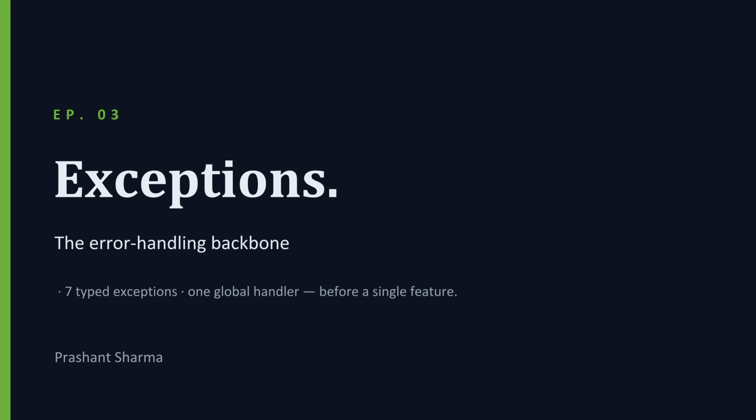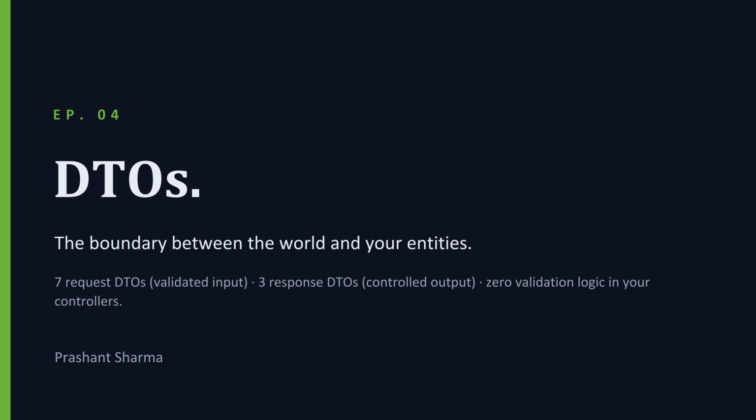Last episode we built the exception backbone, and at the very end one handler caught a validation error. Today we build the thing that triggers it. DTO stands for data transfer object, but the name undersells it. A DTO is a boundary.